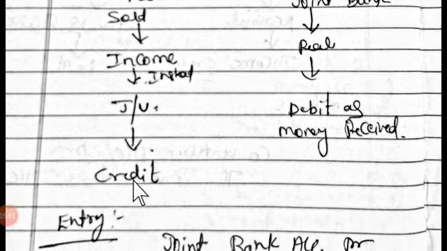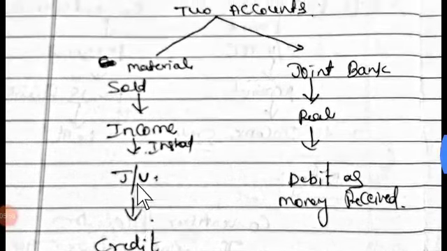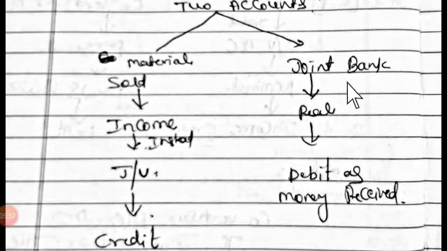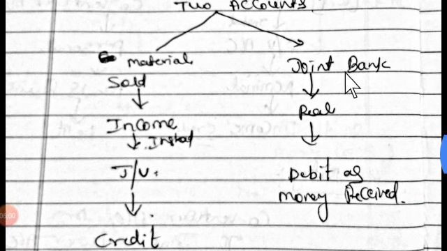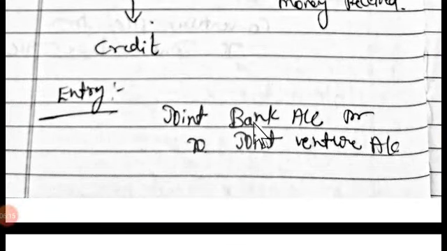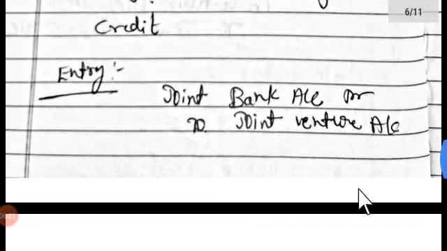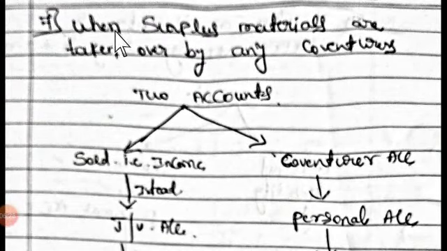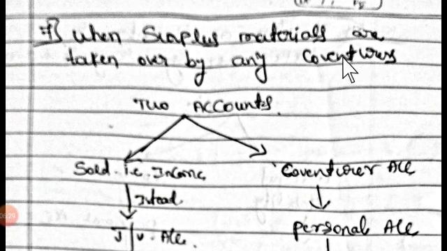As it is income, the joint venture account should be credited for material sold. And one more account is joint bank, meaning the amount of material sold is received by bank. Where does it go? It goes to the joint bank account. So it is a real account, debited as money is received by the joint venture. So this is the entry: joint bank account debit to joint venture account. The same entry which we write for recording income we write here also, even when surplus materials are sold.